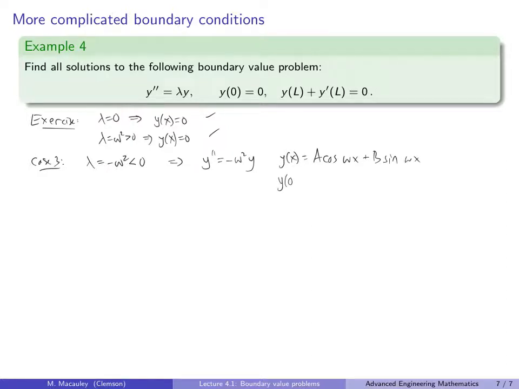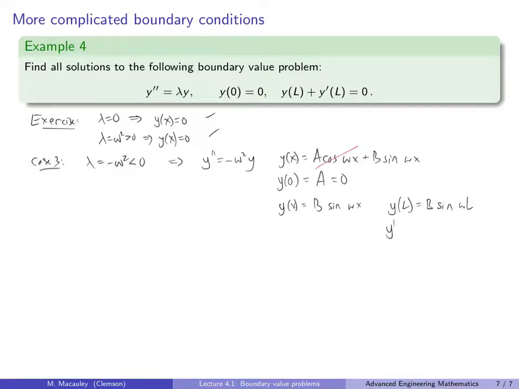So the first boundary condition, y of 0 being 0, that's just going to kill off the cosine as before. So this is a times 1 plus 0 equals 0. So a is going to be 0. So that just kills off that. So now we have that y of x is b sine of omega x. So y of L equals b sine of omega L.